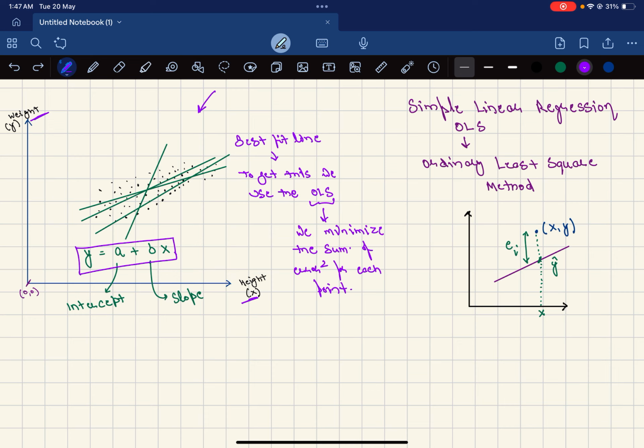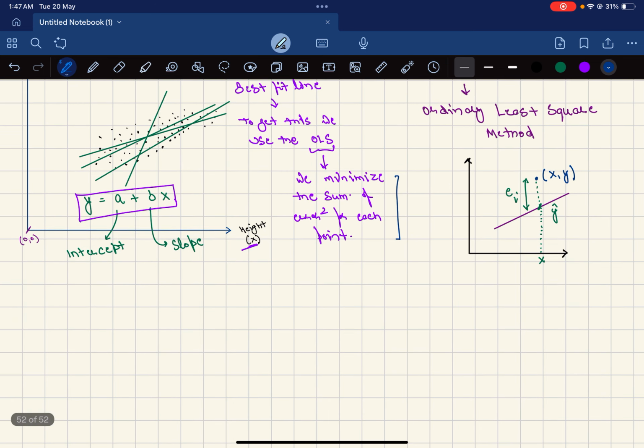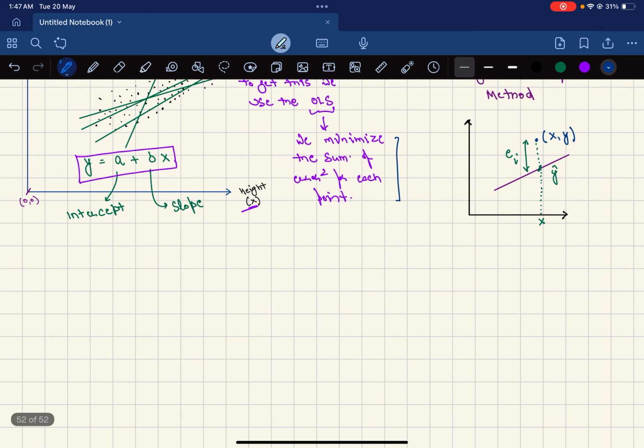Now we have to get the values of a and b such that we are able to minimize the sum of the error square for each point. Now what is error in this case? So let us look at this particular graph here. Now let us say this purple line here is the best fit line. So let us assume right now that this is the best fit line.